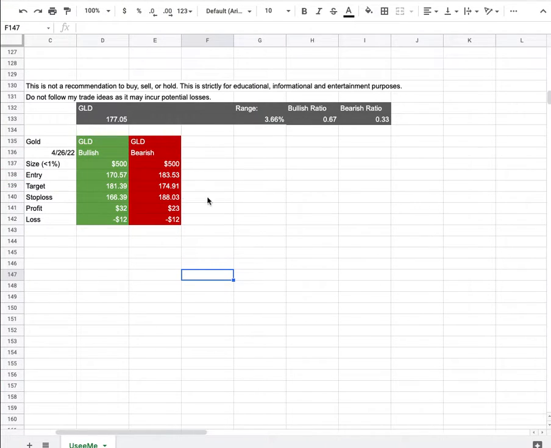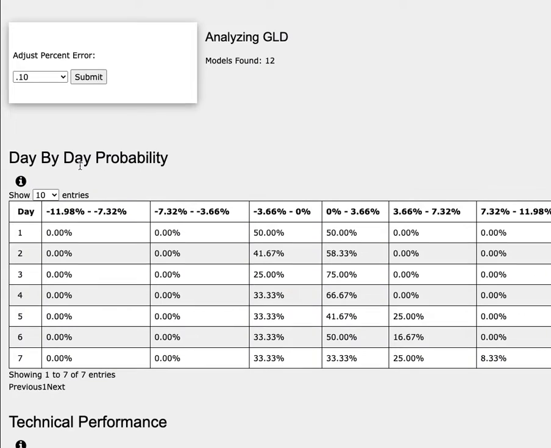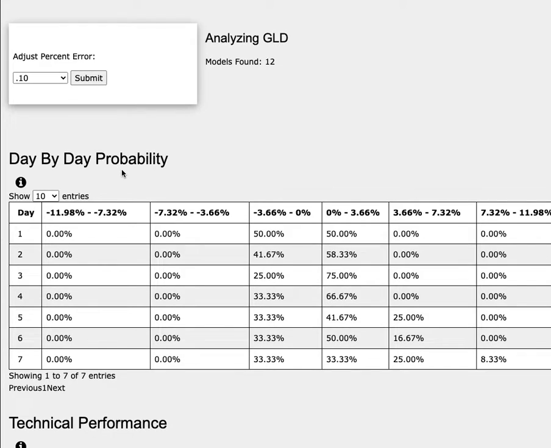So how did I develop these trade ideas? It all comes from the day-by-day probability model. As we progress to the 5th day of the week's trading, gold futures has a 42% chance to climb between 0 to 4%, a 25% chance to climb between 4 to 7%. To the downside, it has a 33% chance to fall between 0 to -4%.